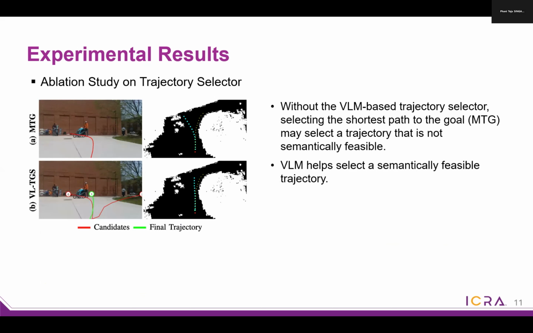So if the goal is somewhere behind the building, it may try to cut through the building. The VLM brings human-like reasoning into the loop, selecting the semantically feasible path, like the path that is on the pedestrian walkway or on the zebra crossings and goes around that corner.